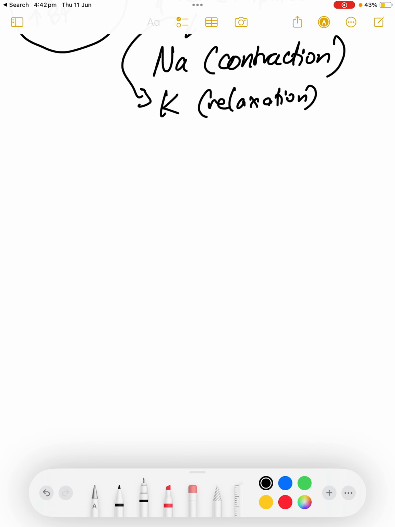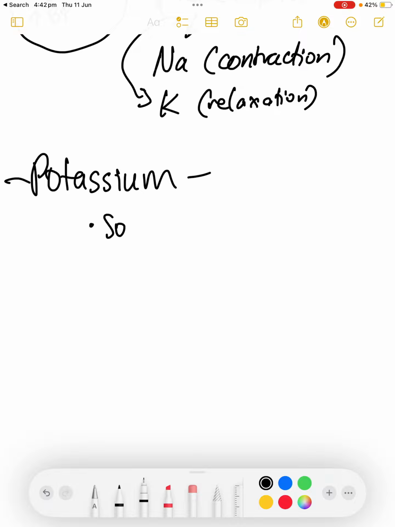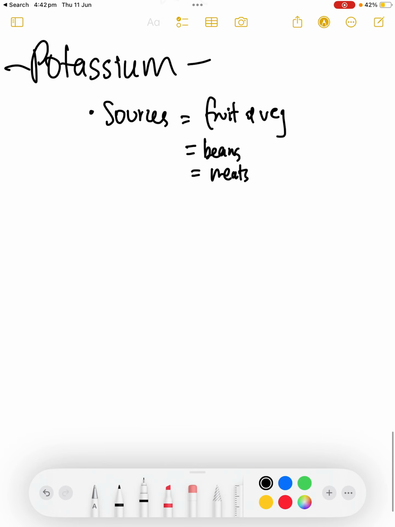And then finally, we will look at potassium. Okay. Now, it's really rich in unprocessed whole fruits and vegetables, all right? So I'm just going to say sources: fruits and veg, okay? Bananas, spinach, broccoli, sweet potatoes, some beans and some meats. Beans, meats, all right?